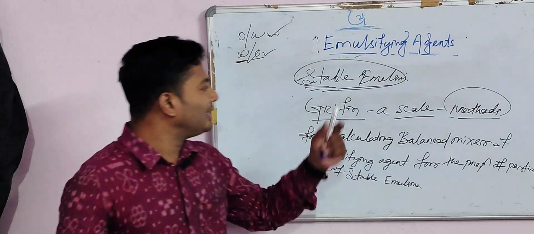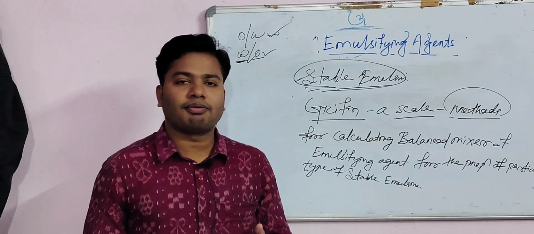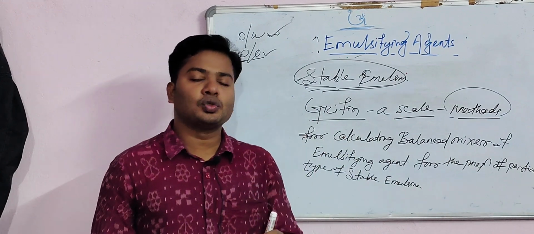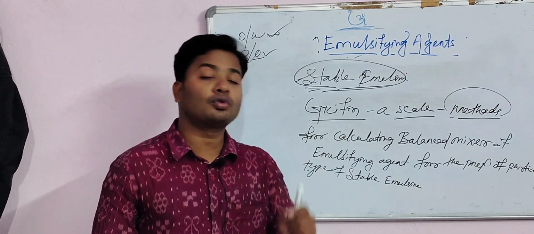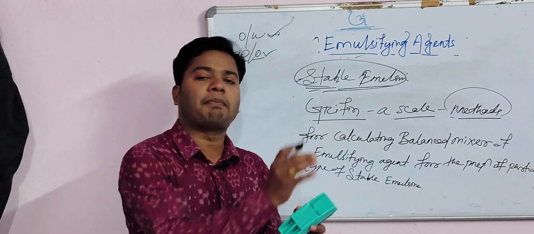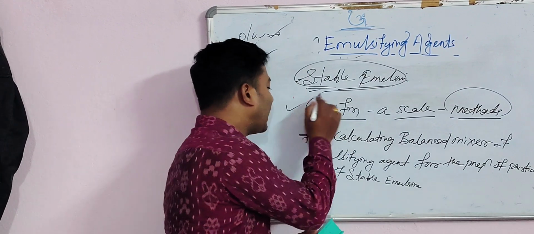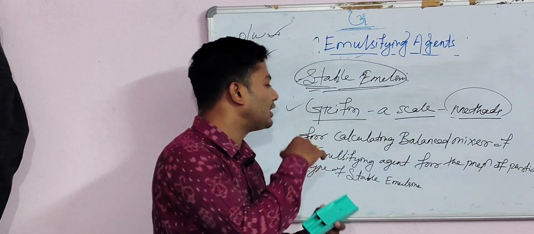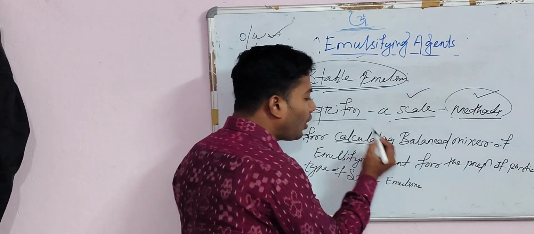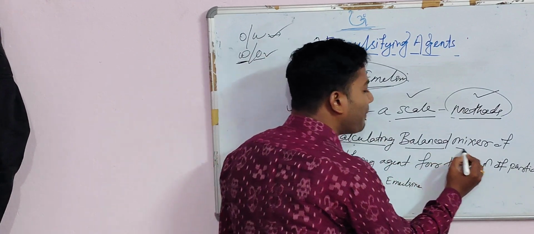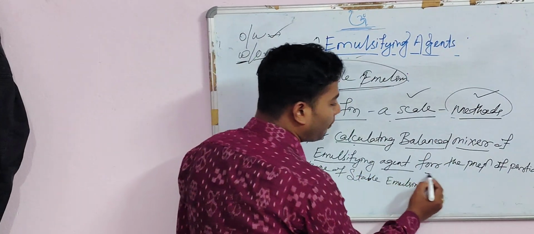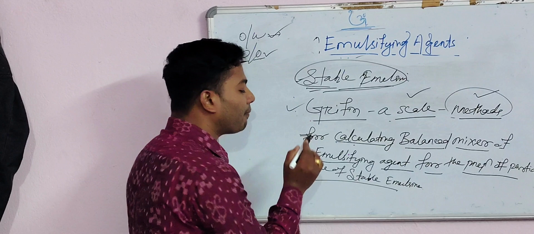When multiple emulsifying agents are there, how to choose the particular type of emulsifying agent and how to balance the emulsifying agent in the preparation of stable emulsion? To solve such problems, a scientist whose name is Griffin developed a method or a scale. He developed a method for calculating the balanced mixture of emulsifying agents for the preparation of a particular type of stable emulsion.